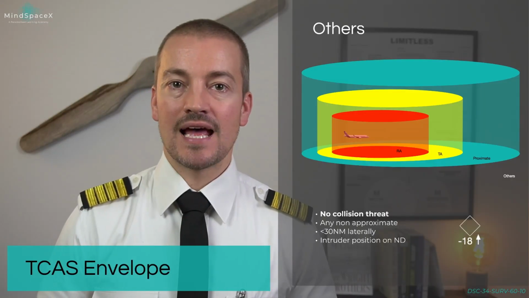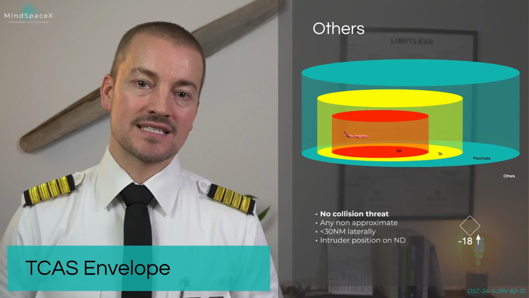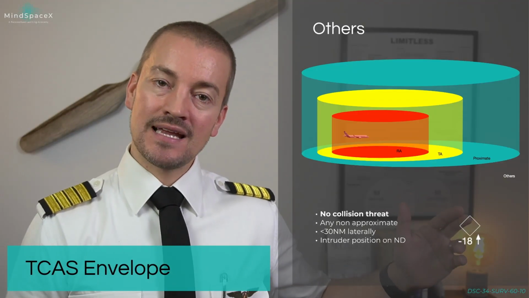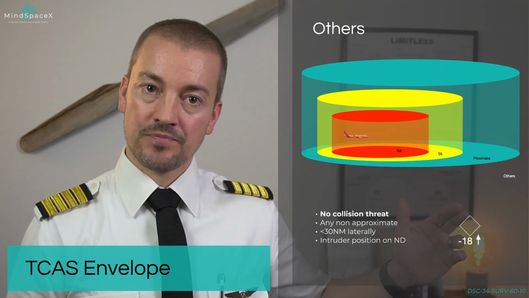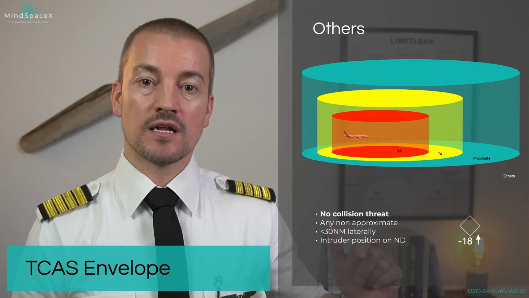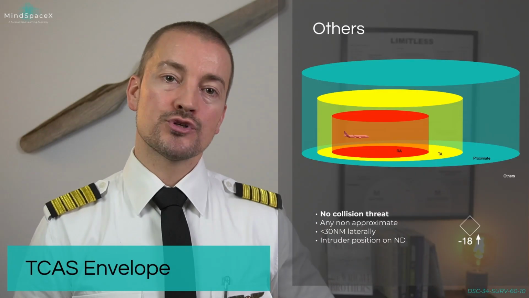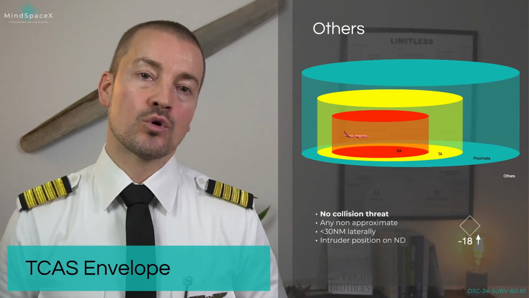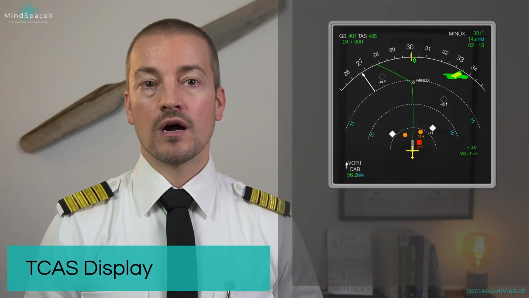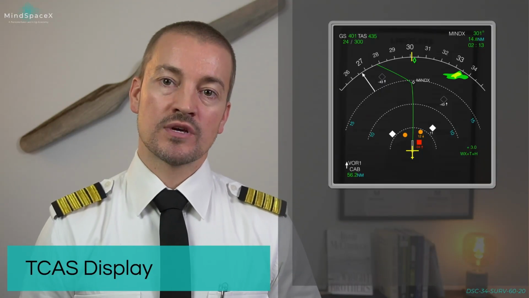Intruders that are categorized as others do not pose any collision threat and will be shown as a spade symbol, but not filled in, together with the indication for altitude and vertical speed. These intruders will be shown on the ND, but they are no concern to us at all. Let's take a closer look at an ND display right here for the different kinds of symbology you can see for traffic.